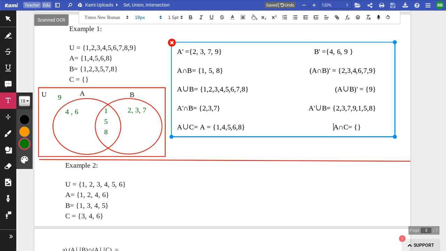And what's in common, A and C? Well, A is 1, 4, 5, 6, 8. C is an empty set. There's nothing there. Therefore, there's nothing in common. This is called the empty set.